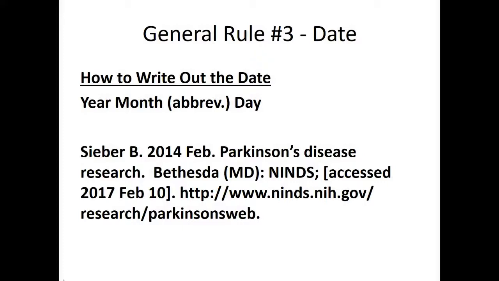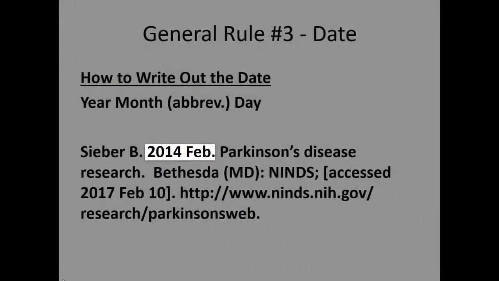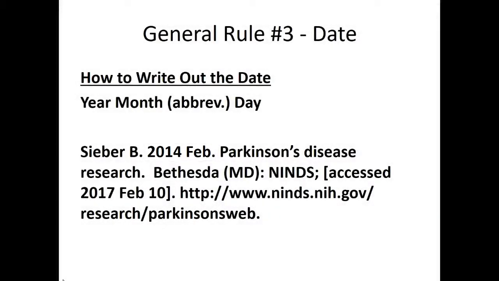Dates are presented written in a specific order: year, month, day. Months are always abbreviated to 3 letters. Even short months like July are abbreviated to JUL. This citation example is for a website. In this example, the web page was updated in February 2014. So you see both the year and abbreviated month after the author's name.